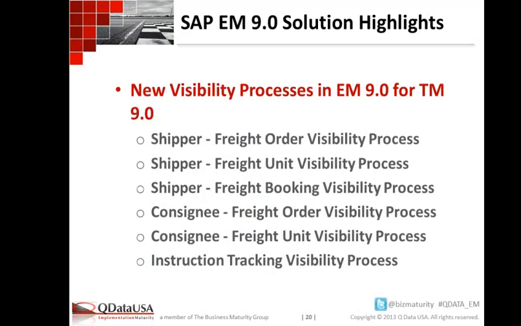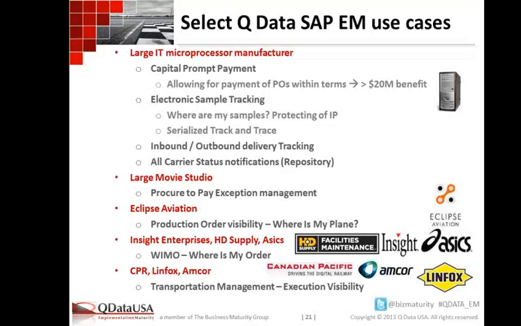Just a quick overview of the 9.0 TM functionality that's coming out. They extended the freight order. There's a shipper view for freight order, freight unit, and freight booking. There are consignee views from a freight order and a freight unit perspective. So that's the customer view on the process. And then instruction tracking, and I think they've got the equipment visibility out there now too, I believe.